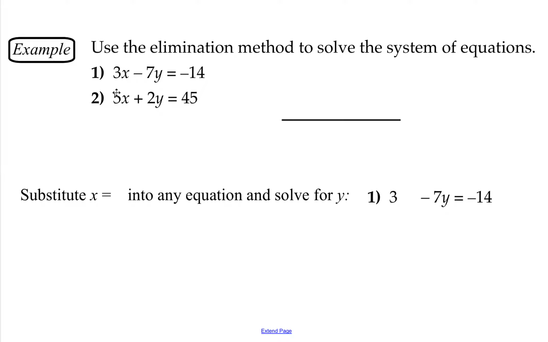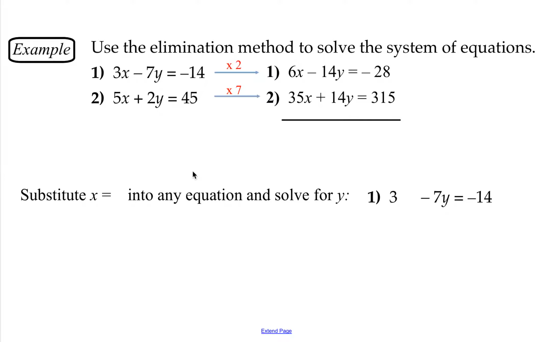Now this time, none of my coefficients have the same number. So I need to figure out a way to make my coefficients the same, but with opposite signs. Well, in this one, I have opposite signs for my y variable, so I think if I just take equation 1 and multiply it by 2, and take equation 2 and multiply it by 7, then I'll have the same coefficient with opposite signs. Now when I add my two equations together, that y term will drop out, so I'll only have one variable. Adding those together, here's what I get, and dividing by 41, I get x equals 7.